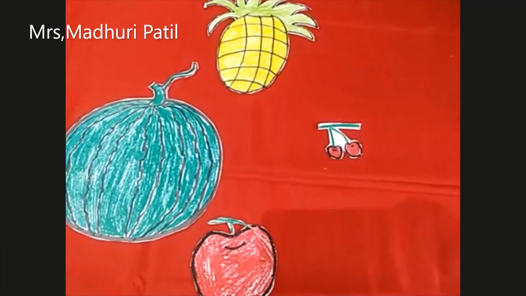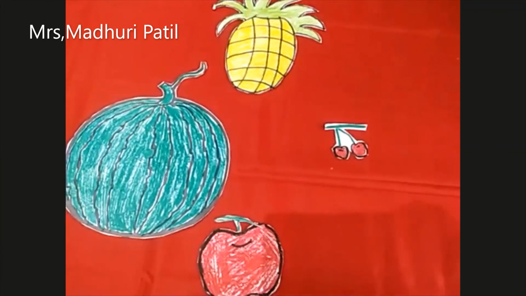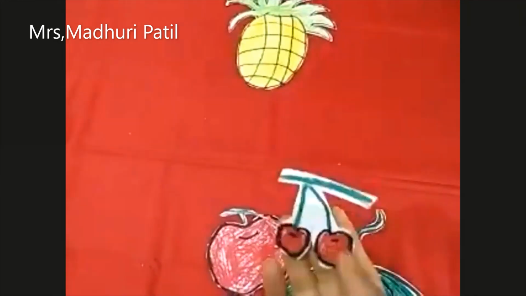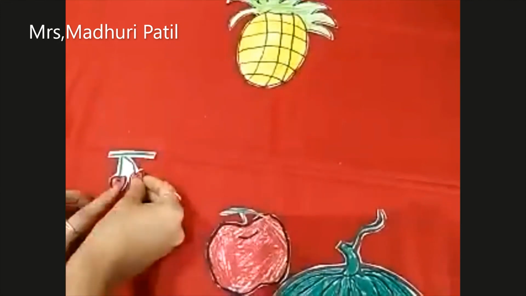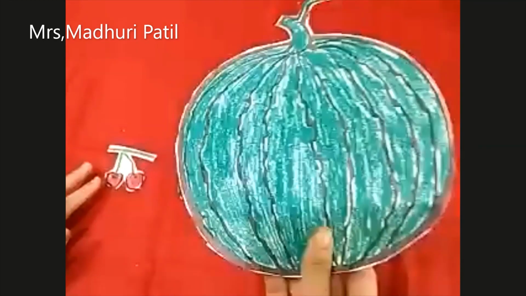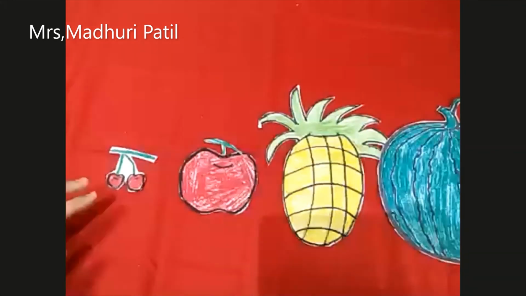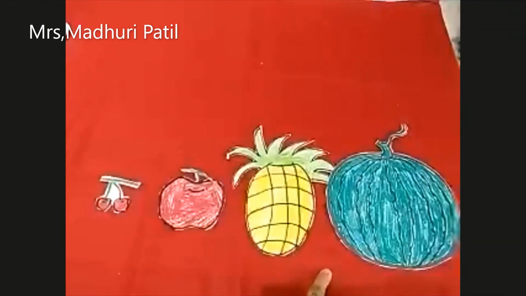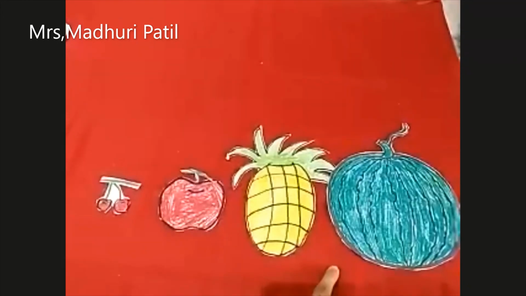In increasing order, do we start with the bigger or the smaller one? We start with the smaller one. So, cherry, then apple, very good, then pineapple, and the biggest one is watermelon. So according to their size, we have arranged them in increasing order. Now we will arrange them in decreasing order.